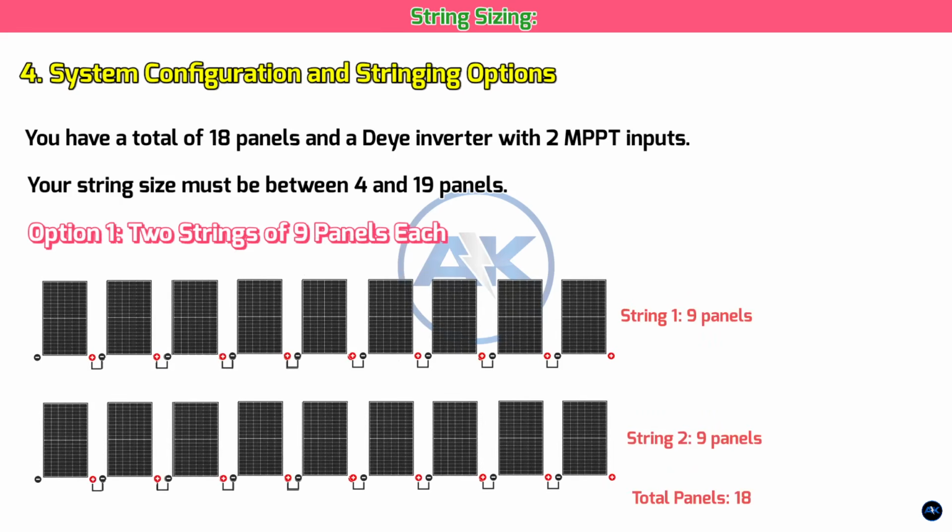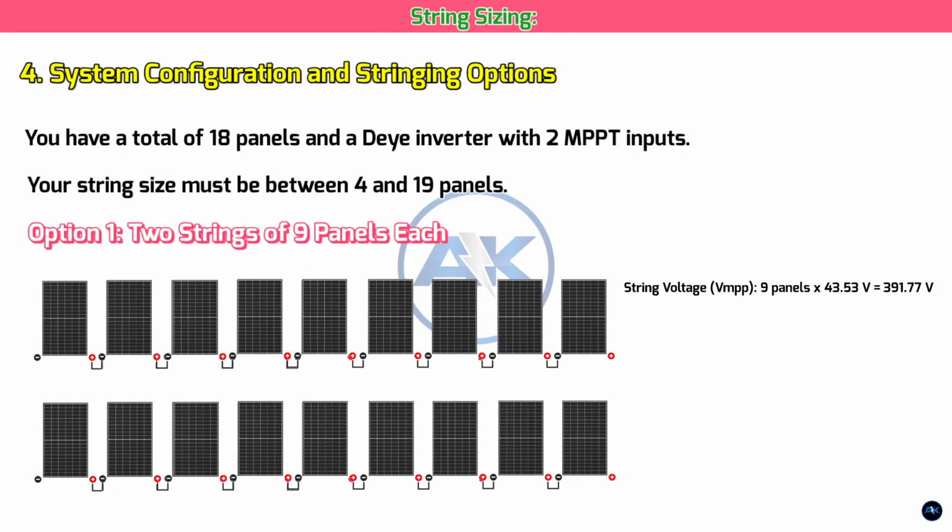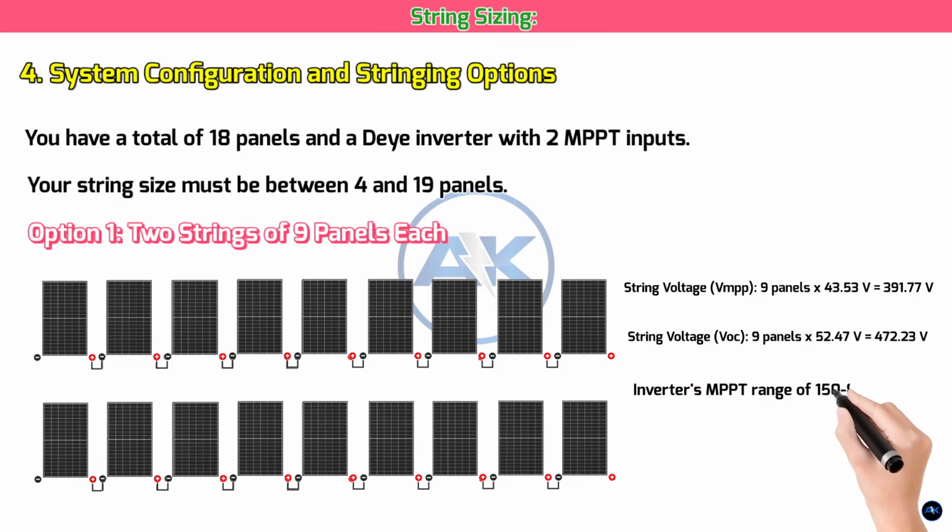Total panels, 18. String voltage VMPP: 9 panels x 43.53 volts equals 391.77 volts. String voltage VOC: 9 panels times 52.47 volts equals 472.23 volts. Analysis: this configuration is ideal. Both the VMPP and VOC values fall well within the inverter's MPPT range of 150 to 850 volts, ensuring excellent performance.